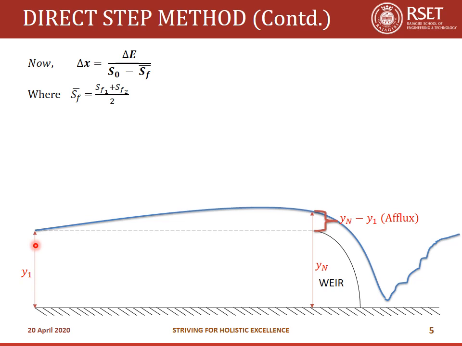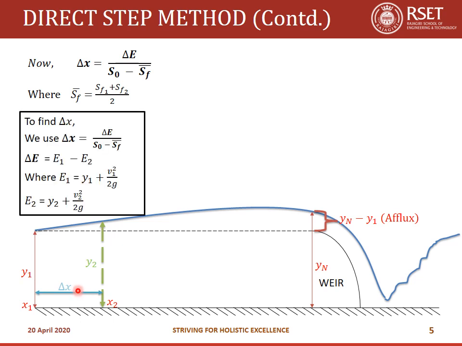So now in order to find out the length between y1 and yn, I'm going to take an intermediate depth here, which let it be y2. So let the x coordinate of y1 be x1 and x coordinate of y2 be x2. The horizontal distance between y1 and y2, let it be equal to delta x. Now how do I find this delta x? To find delta x, I'm going to use this expression. Delta x is equal to delta E divided by S0 minus SF bar.